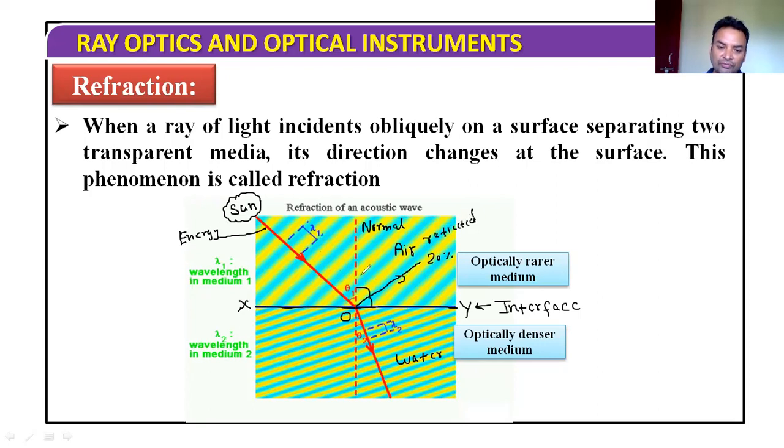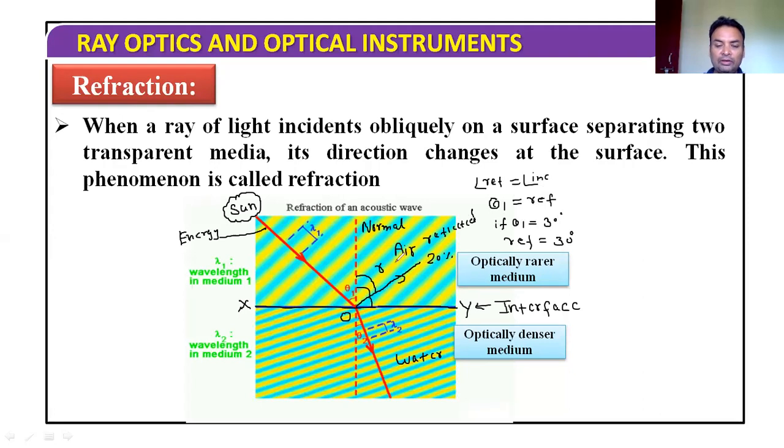This is called reflection, and this angle is called the angle of reflection. The angle of reflection is equal to the angle of incidence. Here the angle of incidence is theta 1, so theta 1 is equal to the angle of reflection. Suppose theta 1 is equal to 30 degrees, so the angle of reflection in this case is also 30 degrees.